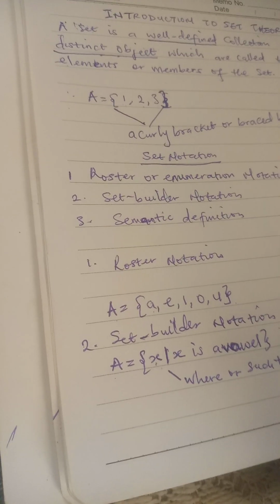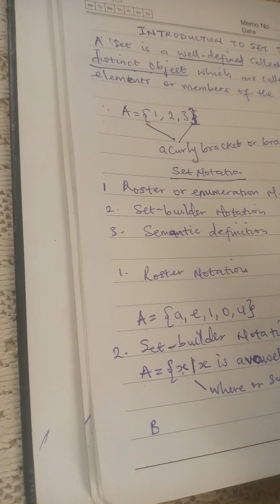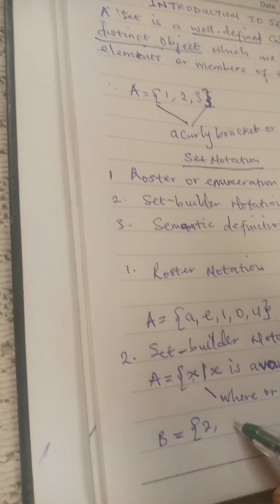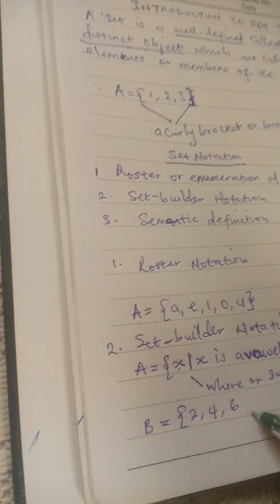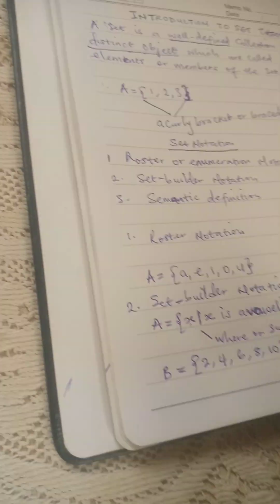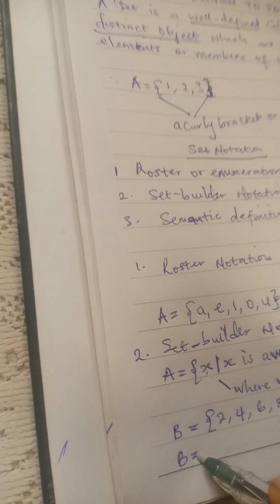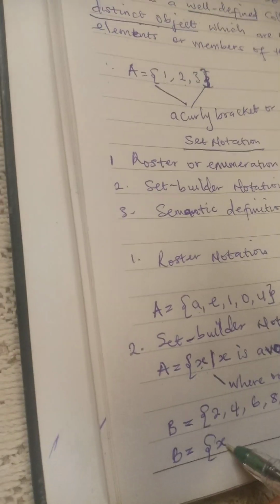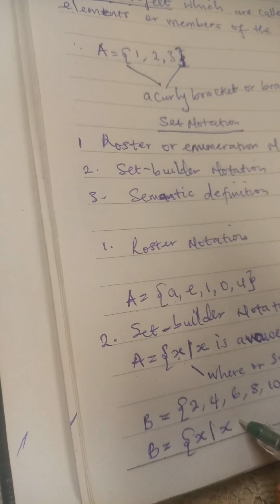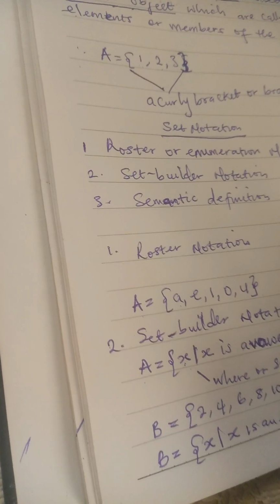Okay, so we can also say, for example, if B is equal to {2, 4, 6, 8, 10}, right? Now, interpreting this in set builder notation, we are going to be saying B is equal to {x, where x is an even number}, right?